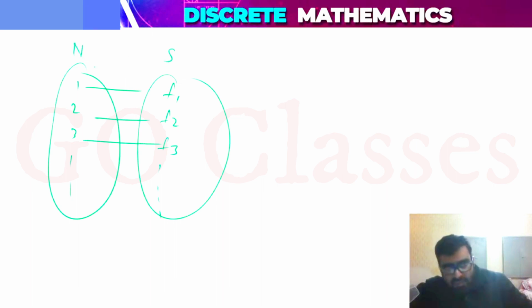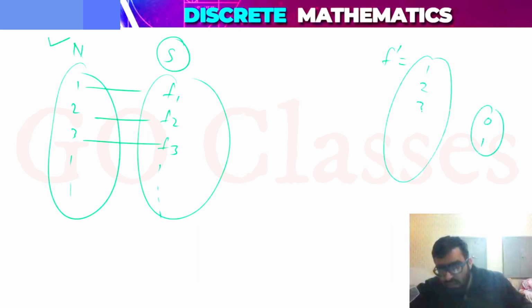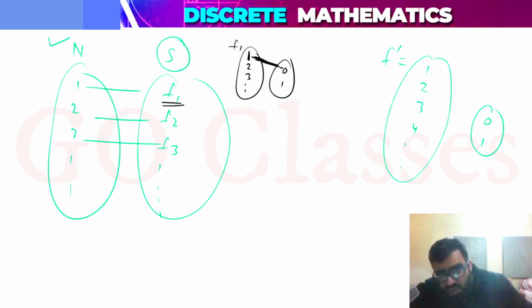This is my set S, and this is the set of natural numbers. I am assuming that S is countable. If S is countable, then it can be put in one-to-one correspondence with the set of natural numbers. Let's assume this is the one-to-one correspondence. Now I will create an f dash which is not covered by this bijection. How will I create it? Very easily. Just look at f1. In this f1, just look at 1. If this 1 is going to 0, then my 1 will not go to 0.